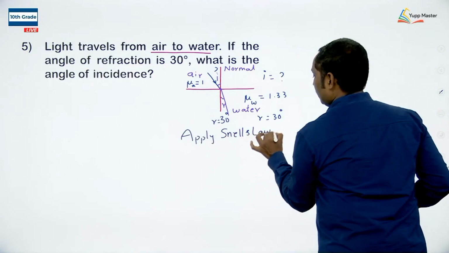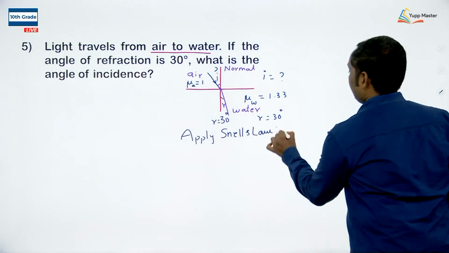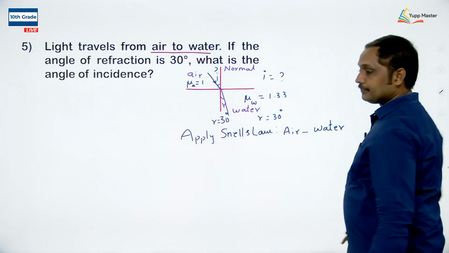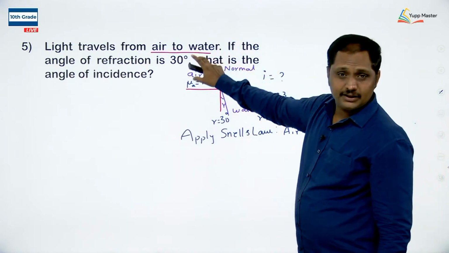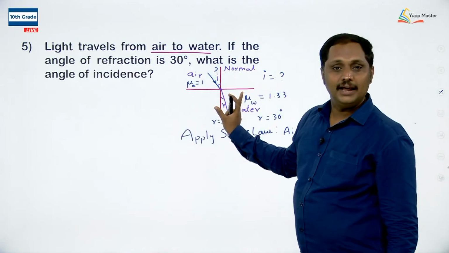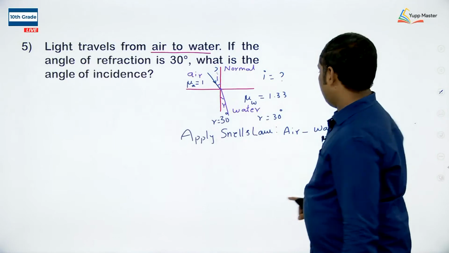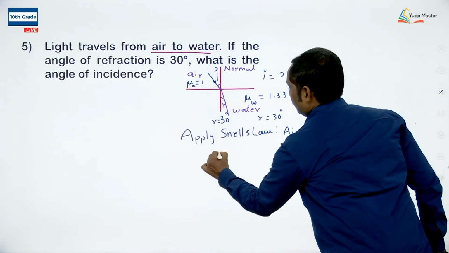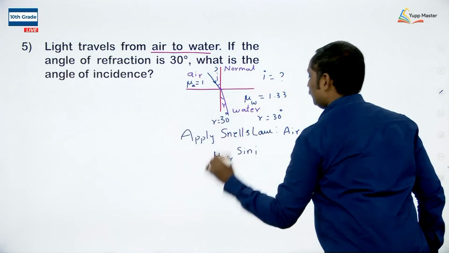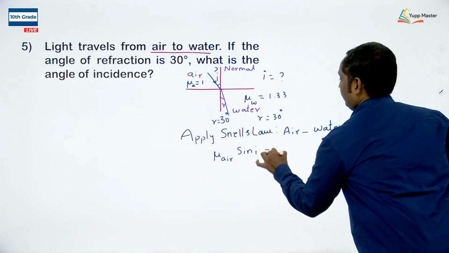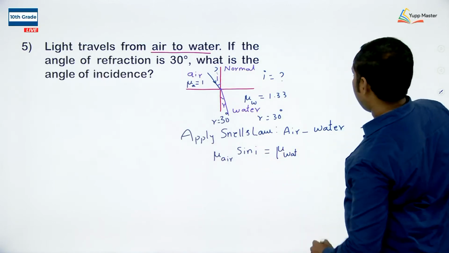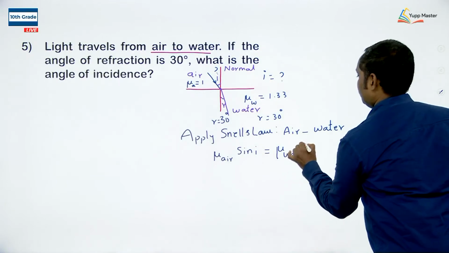Yeah, how can you apply that? Snell's law. That is the air-water interface. Now, you can start from the rarer medium and go to the denser medium. So, the angle of refraction has been given. Now, you will obtain that, therefore, mu air into sin I is equal to mu water into sin R.